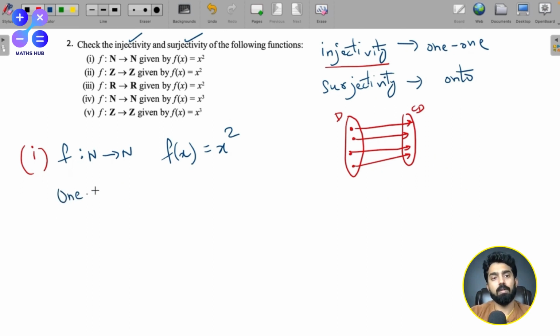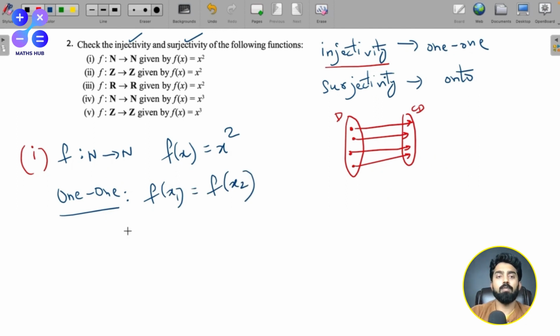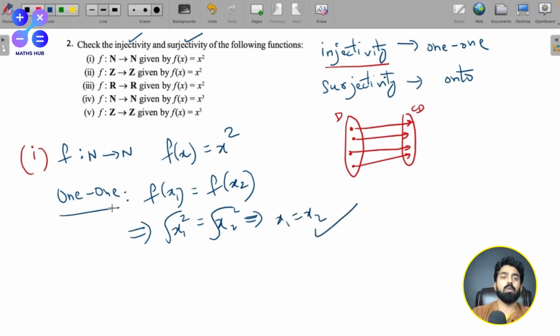How do you find one-to-one? You need to say that for f of x1 equals f of x2, you need to prove that x1 is x2. For f of x1, you will get x1 square. For f of x2, you get x2 square. So if x1 square equals x2 square, if you take the square root on both sides, you get x1 equals x2. So that condition works, right? So it is a one-to-one function. Now is it onto?